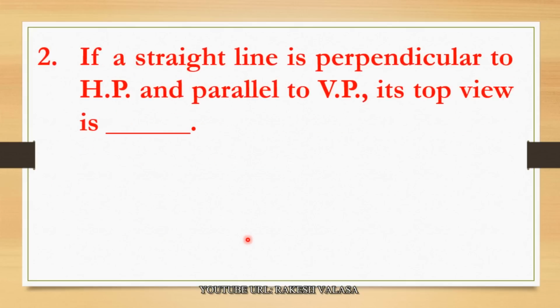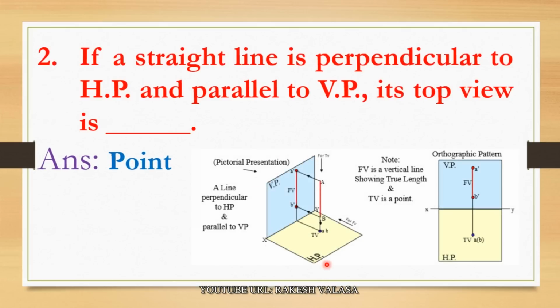Question number 2. If a straight line is perpendicular to HP and parallel to VP, its top view is dash. Let us see this pictorial view. Let us assume line AB. This is perpendicular to HP and parallel to VP. Its top view is point, that is A end is visible, B end is invisible. So you can represent as A of B. So the answer is point.